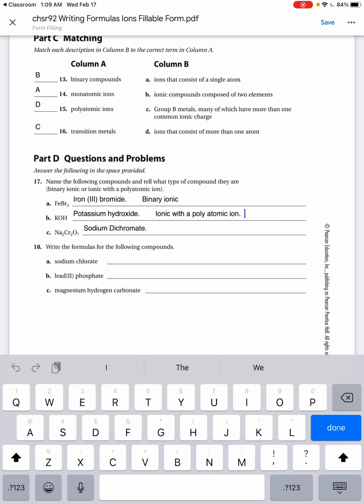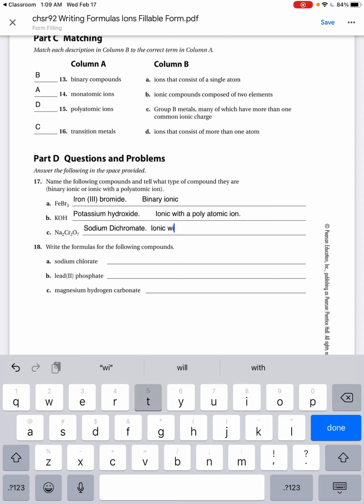I'm wondering if I can highlight that. Nope. And copy it and paste it. But I will just type it out again. This is ionic with a polyatomic anion.